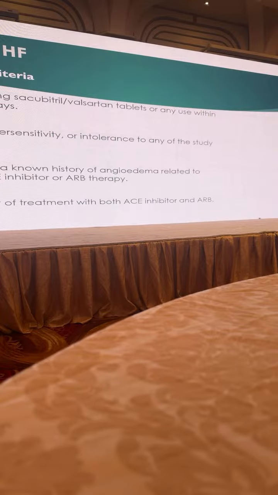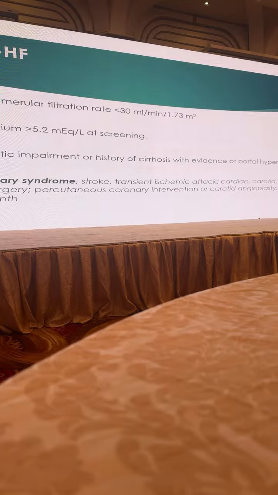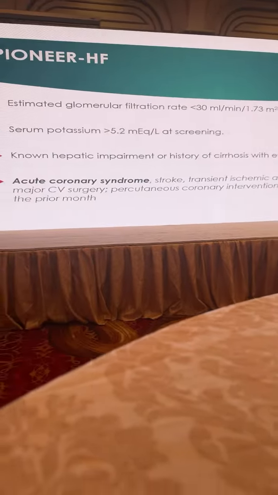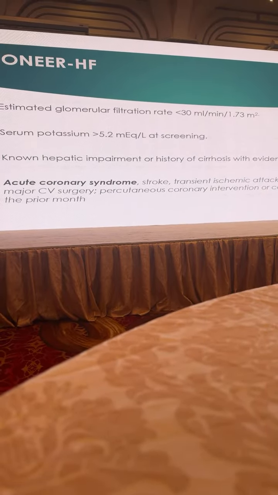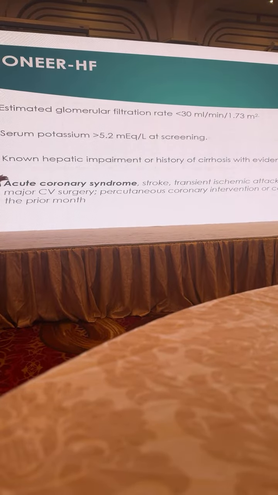Okay, nice. What other exclusion criteria are here? Patient already on sacubitril/valsartan, history of hypersensitivity, history of angioedema, and requirement of ACE inhibitors or ARBs. Another exclusion: eGFR less than 30. The new study goes down to less than 20. So in HFpEF, less than 20, and in HFrEF, less than 30. Take care. Second thing here is hepatic impairment, and serum potassium more than 5.2. This is a very important thing.